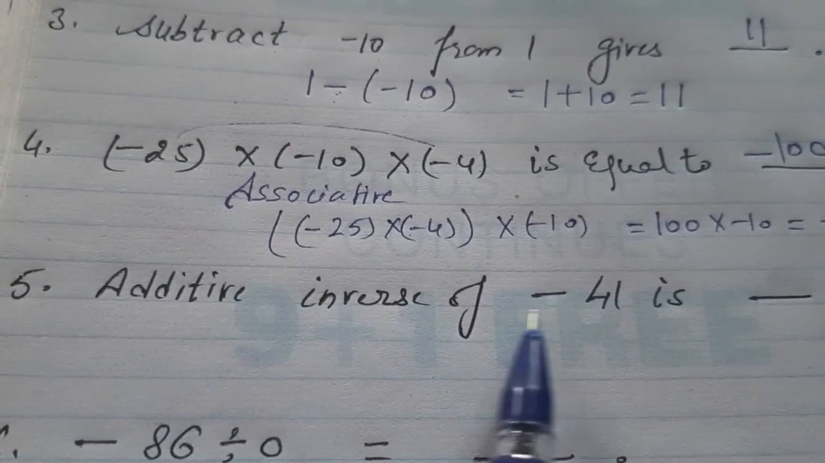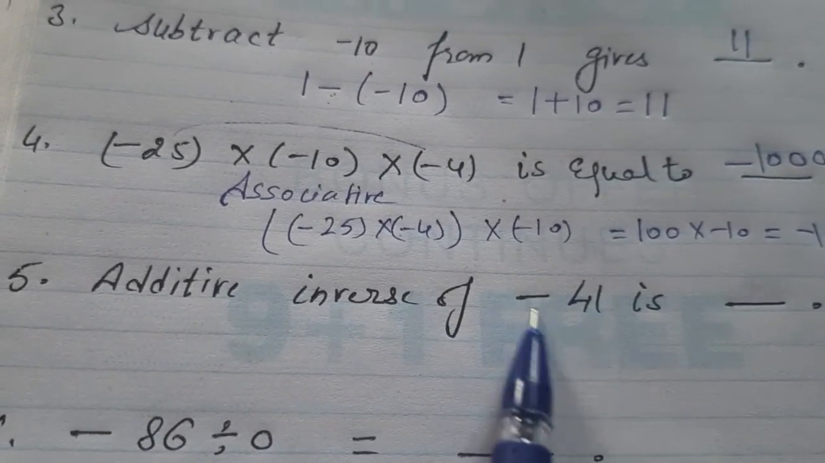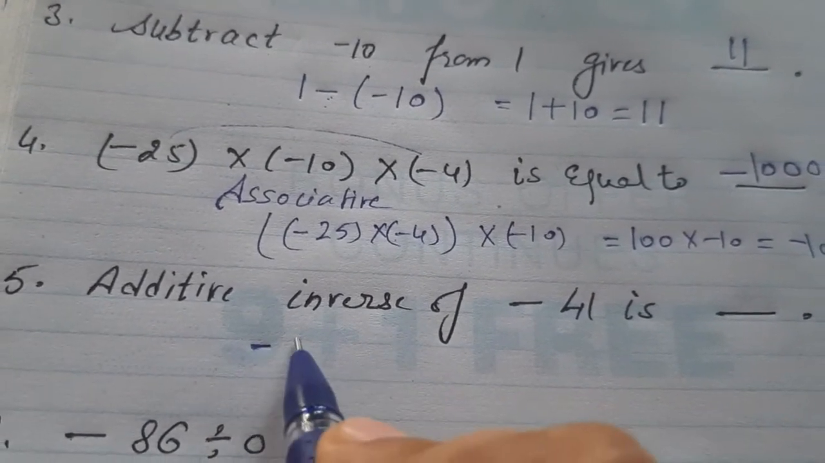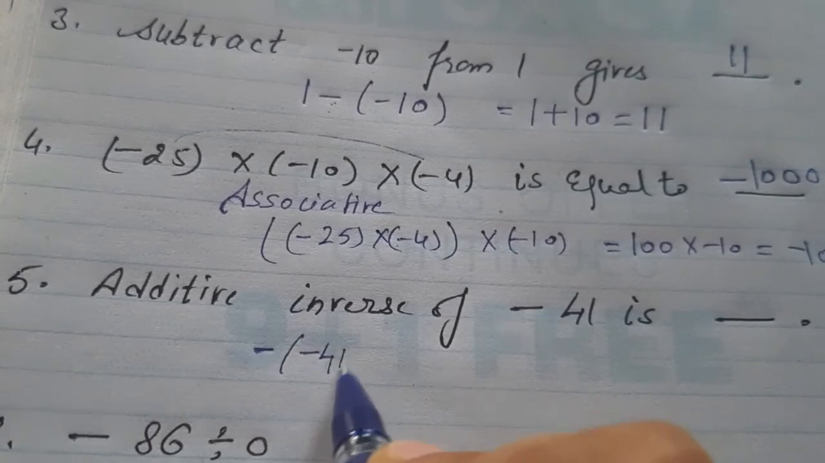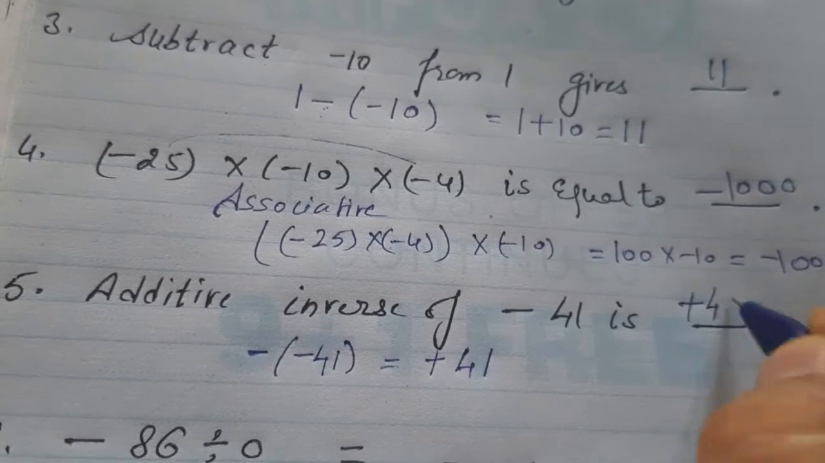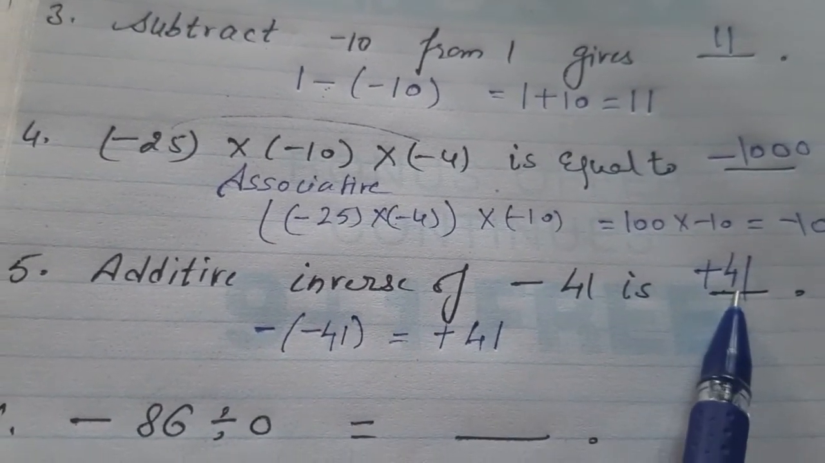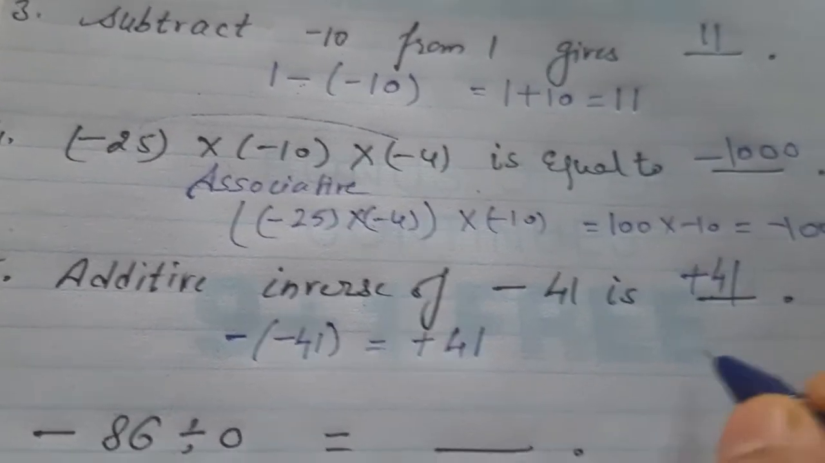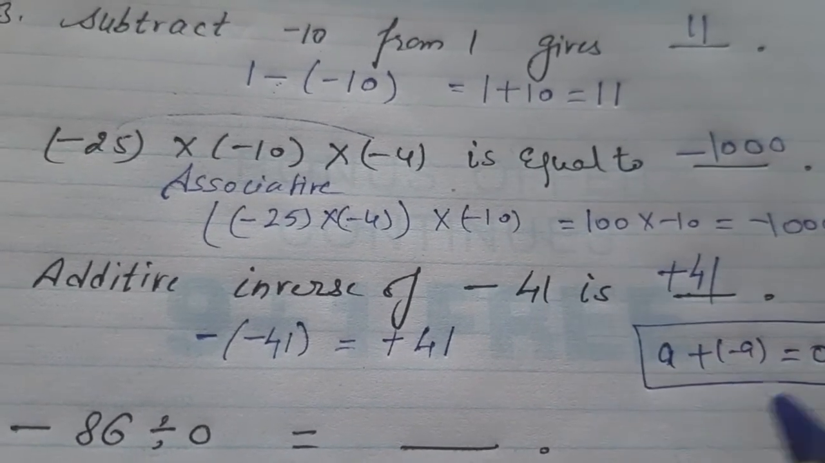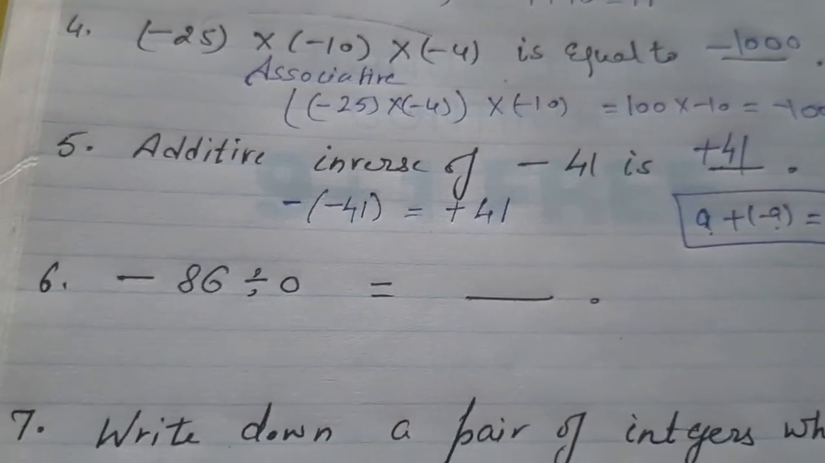Next is the additive inverse of -41. Additive inverse means you have to change the sign of this. If it is negative, how will you change the sign? You will put a negative sign in front of it: minus of -41 will become +41. So +41 is the answer. Additive inverse means when we add both these numbers, the answer comes out to be 0. For example, a plus -a is 0. So we can say a and -a are additive inverses of each other.